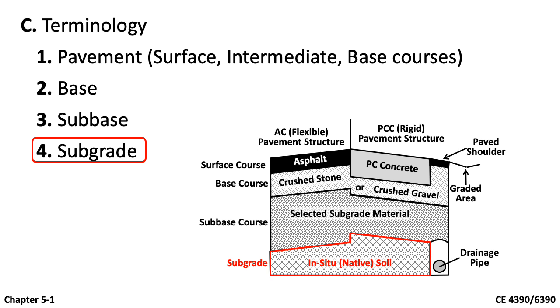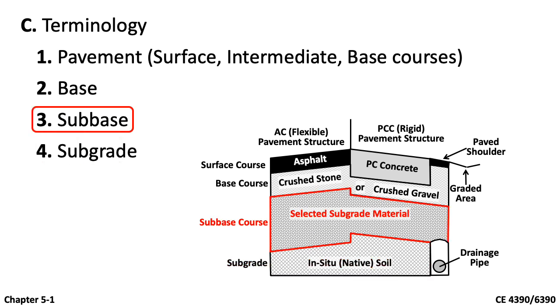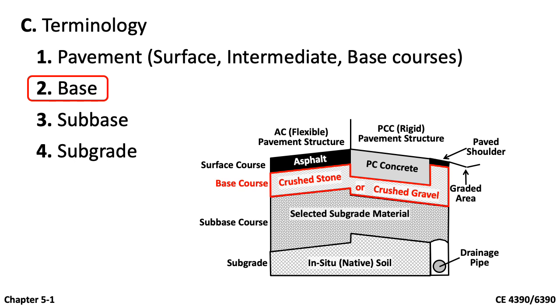The bottom layer is called subgrade. It is typically made of native soil. Laid above subgrade is the subbase course. It is a layer of a selected type of material, such as recycled concrete, manufactured aggregate, and crushed rock. The base course is one that is constructed directly above the subbase course. It consists of construction crushed aggregate, such as stone or gravel.